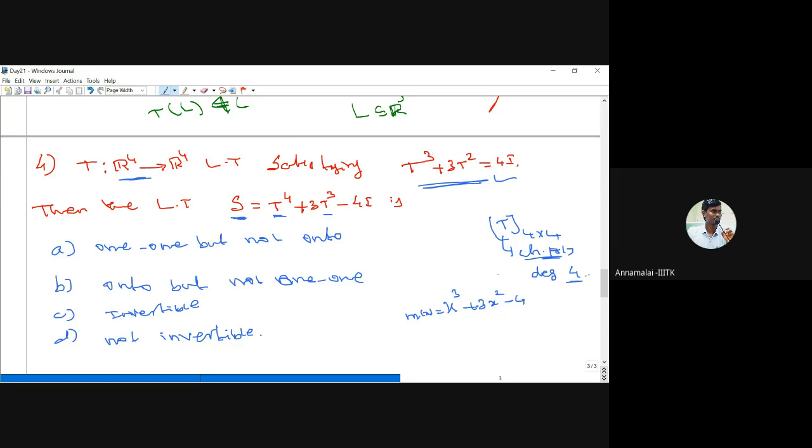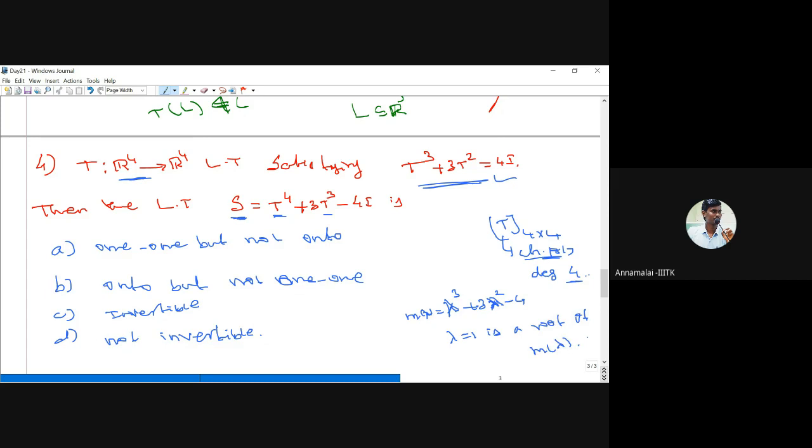Okay. Therefore, what is the root of this polynomial? Actually, if you take x equal to 1, it is a root. Otherwise, in terms of lambda, lambda cube plus 3 lambda square minus 4 is M of lambda. So lambda equal to 1 is a root of this polynomial M of lambda.